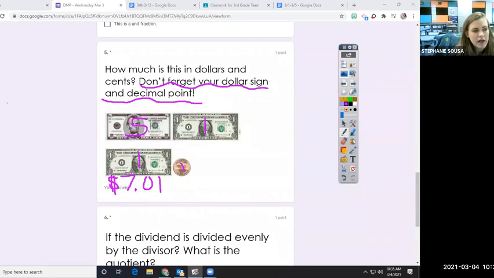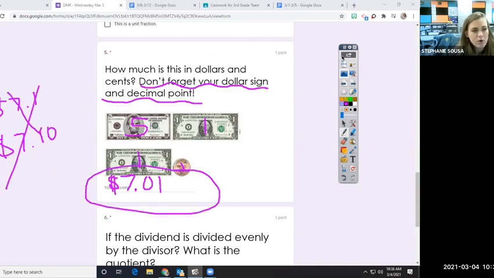Some of y'all yesterday wrote 7.1. That would be $7.10. Nope. 7.01. Penny is in the ones place or the cent place, okay?